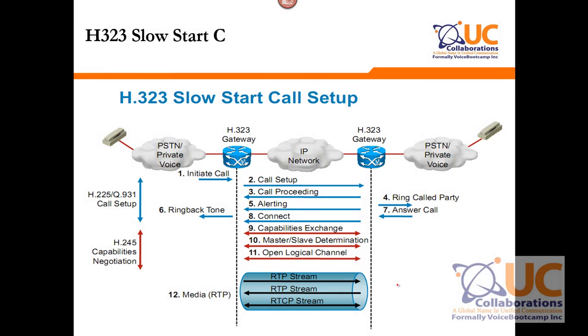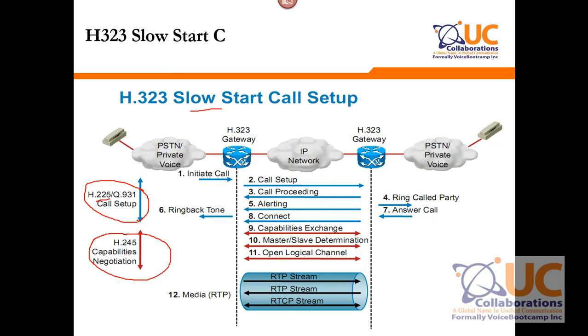In H323, you have two types of procedures, a slow start and a fast start. When an H225 call is initiated, in the older days, the gateway would wait for the H225 to be completed first before the H245 is initiated. In this type of environment, we call this slow start. So first we wait for the H225 to be completed.